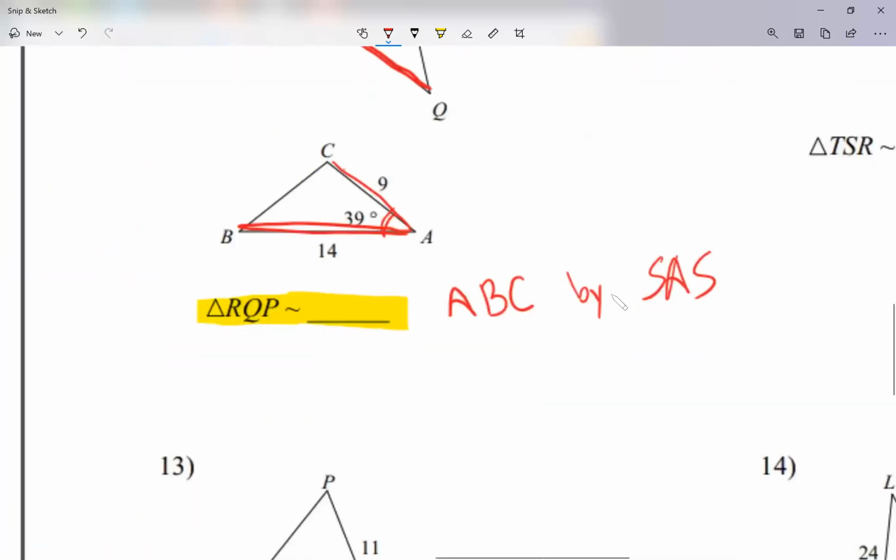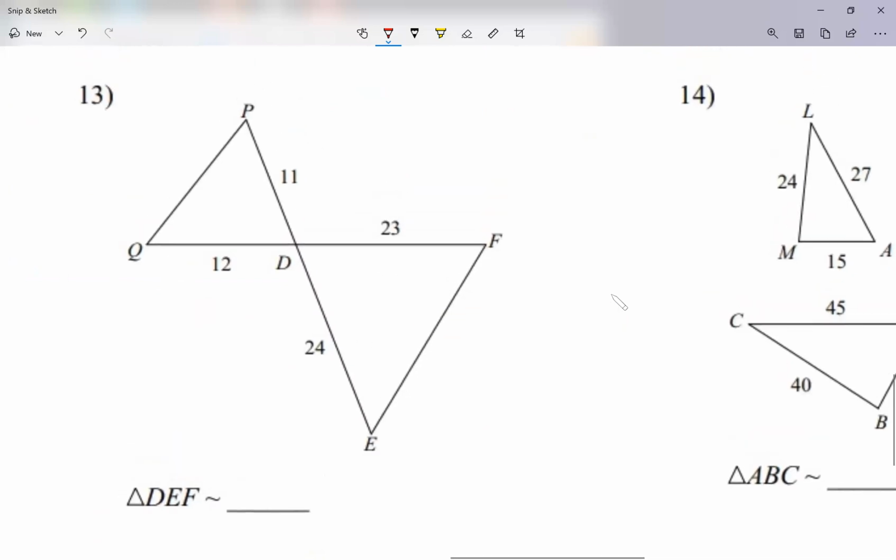Okay, let's take a look at number 13. One thing I'm going to say is this angle is equal to this angle, right? You might ask, why is that angle equal to that angle? Why are you marking it? Remember the vertical angle theorem: when there's an X, opposite angles are equal? That's why. Now, on one triangle, I see the numbers 11 and 12. And on the other triangle, I see 23 and 24. I don't know if these two sides are proportional.